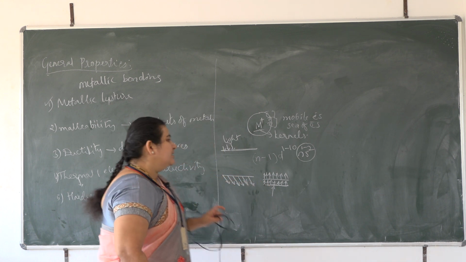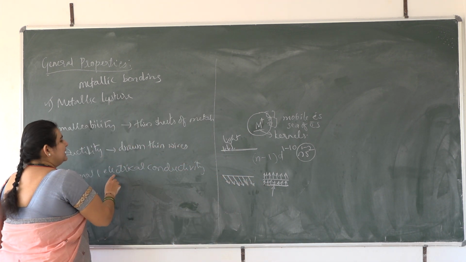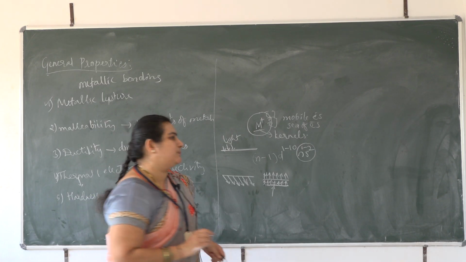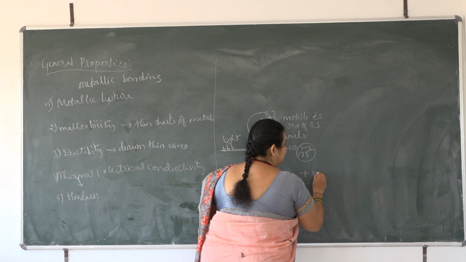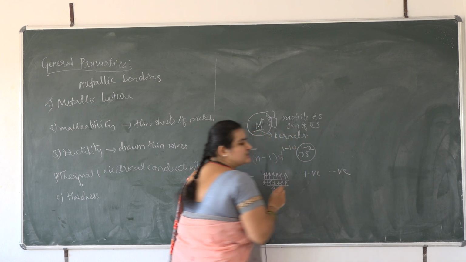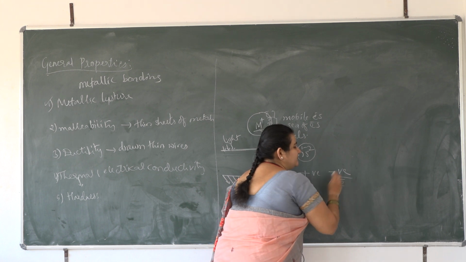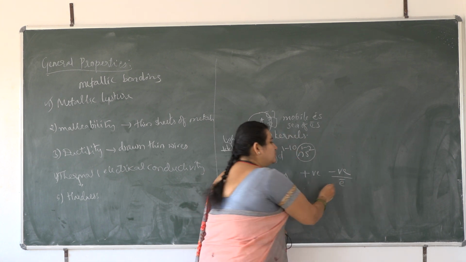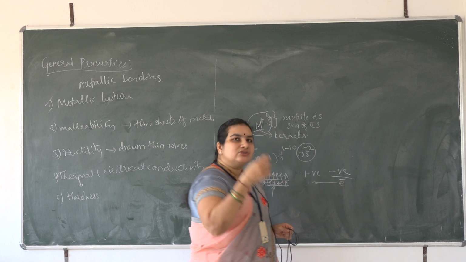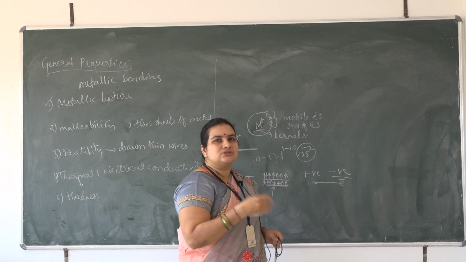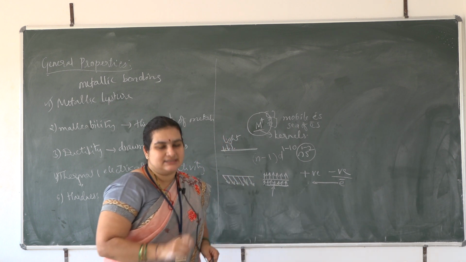Next one, electrical conductivity. When we apply an electric field, positive and negative ends are present, and electrons start moving from the negative end towards the positive end. Along with moving they carry the current, so that they conduct electricity.